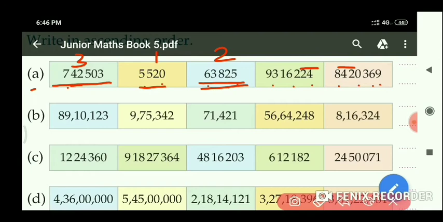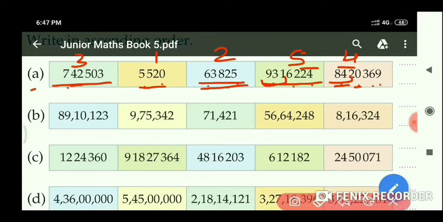So the third one will be the smaller number, 7,42,503. Then after that, 93 lakh 16,000 and here is 84 lakh 20,000. Simply you can see up to the 10 lakh place, 93 and 84. 93 is bigger than 84. So 84 is smaller, right, here upside 4. Last one, what will be the biggest number? 93 lakh. Okay, so right upside here fifth one. Got it? So as I have written upside, now you can arrange these numbers in ascending order.